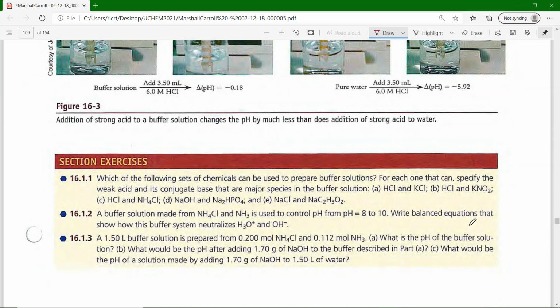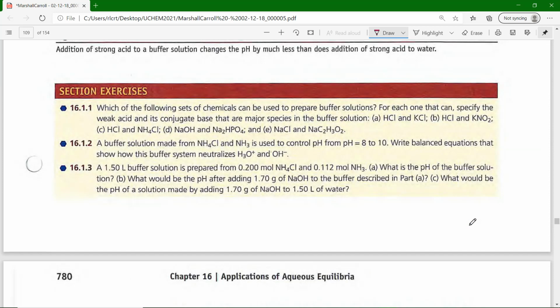Okay, so here's a question I always see on tests. Which of the following sets of chemicals can be used to prepare buffer solutions? For each that can, specify the weak acid and its conjugate base. So HCl and KCl. Well, no, that won't work. HCl is a strong acid, but KCl is just some neutral salt. There's nothing exciting that's going to happen here. So that is not a possibility for a buffer.